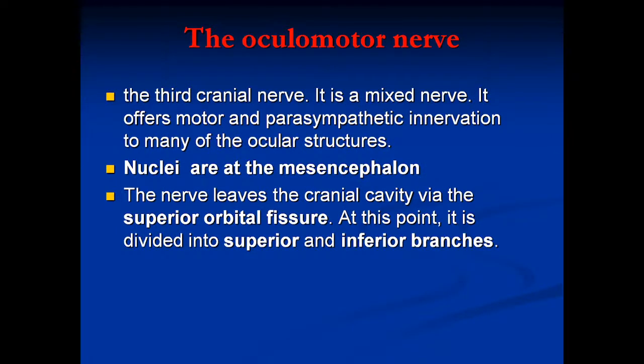Next group of the cranial nerves, mixed nerves. First of all, I'm explaining to you the oculomotor nerve, the third cranial nerve. It is a mixed nerve. It offers motor and parasympathetic innervation to many of the ocular structures. Nuclei are at the mesencephalon, at the level of the upper colliculus of the mesencephalon. This nerve leaves the cranial cavity via the superior orbital fissure.